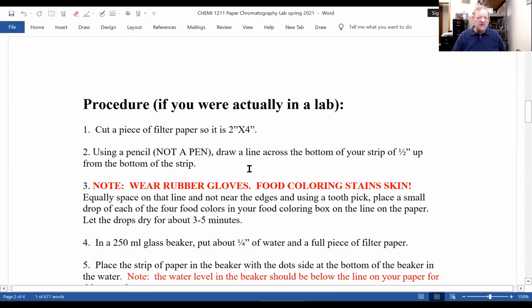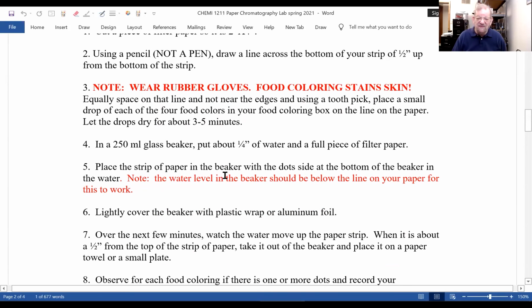Now, if you were actually in a lab, you'd cut the paper from filter paper, and use a pencil, not a pen, because ink has different substances whereas lead is inorganic and it won't. You draw a line about a half inch up the strip. And because we're working with food coloring, which stains your skin, you put different dots with a toothpick, or a melting point tube, which is just a hollow tube, that you can put it on there.